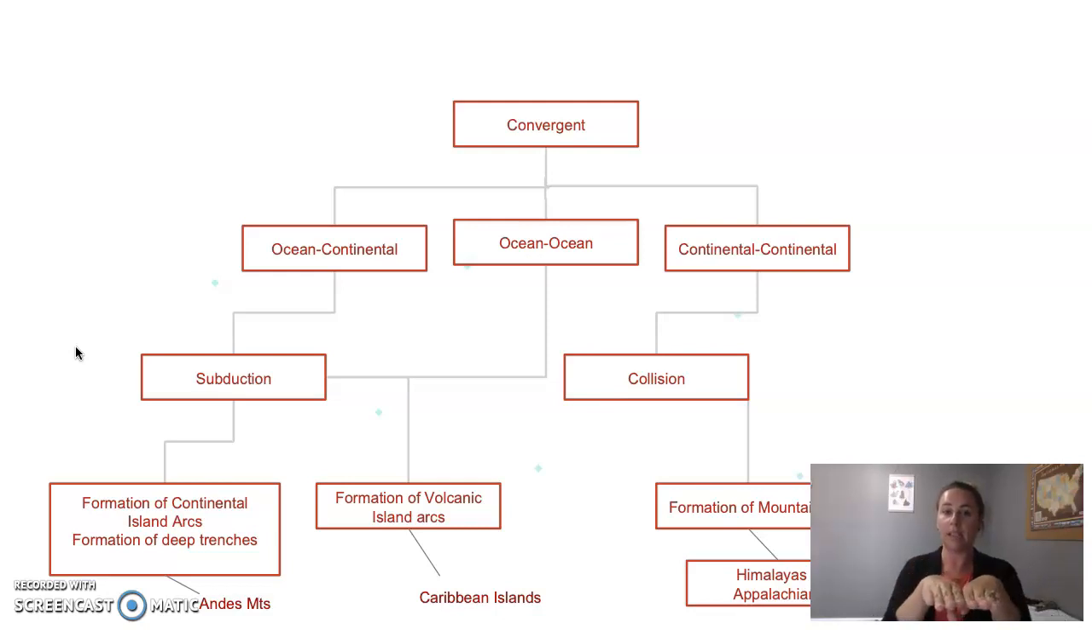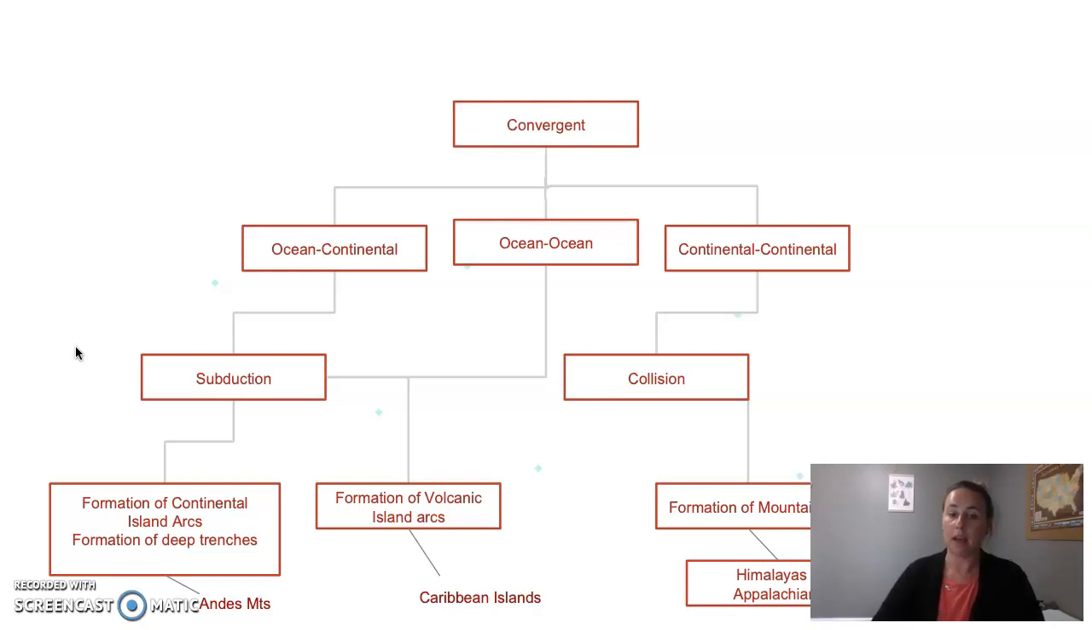So in this case, the oceanic plate is denser. Oceanic plates are usually older, and it will be subducted underneath the continental plate. What you get from that is the formation of continental island arcs and very deep trenches. A good example of this would be the Andes Mountains and the Marianas Trench. All of those are examples of what you would get from a convergent oceanic to continental plate boundary.